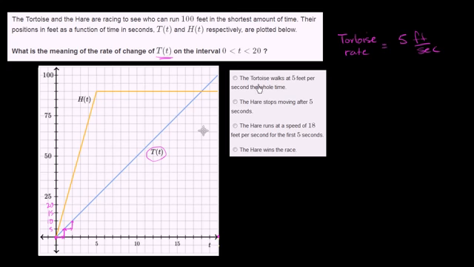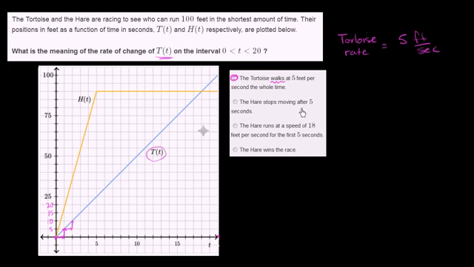So this first choice says the tortoise walks at 5 feet per second the whole time. And this looks right. Our tortoise has a constant rate of 5 feet per second. Walks might be an understatement. 5 feet per second is a pretty good speed, especially for a tortoise, but we are going to go with that one. Now let's just look at the other ones for fun to see how true they are or if they could have somehow applied to this problem.